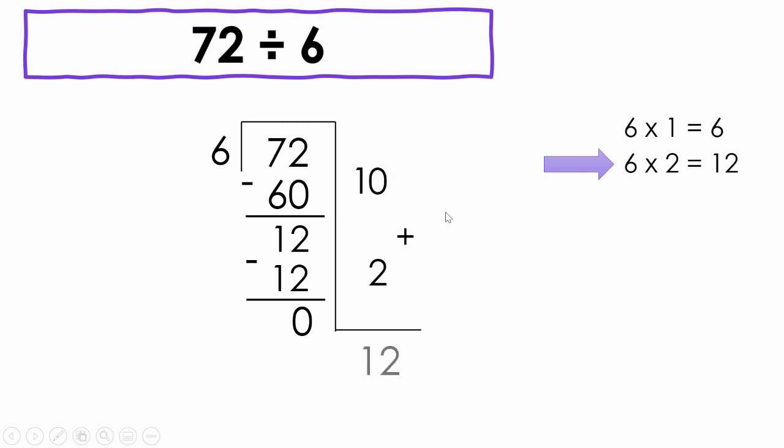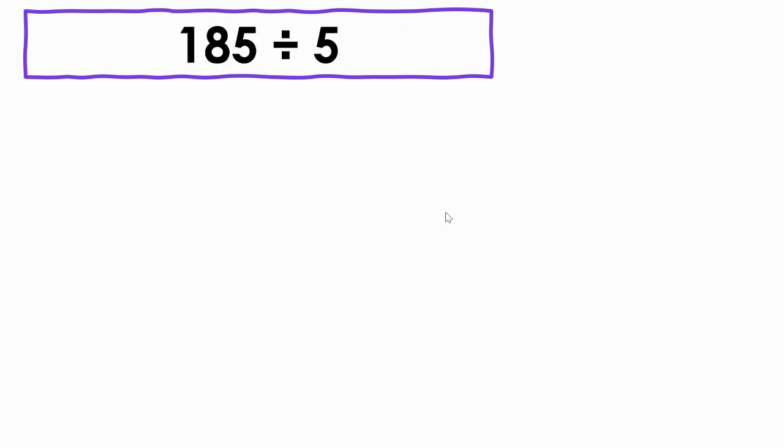10 plus 2 equals 12. So 72 divided by 6 equals 12. Now let's try 185 divided by 5. Remember, the dividend, or our first number, goes on the inside. Our divisor, or our second number, goes on the outside.